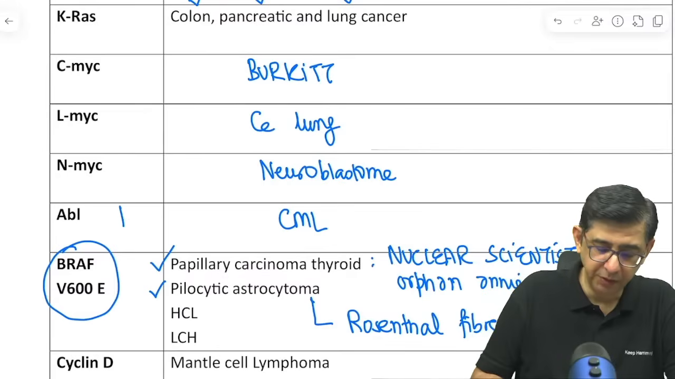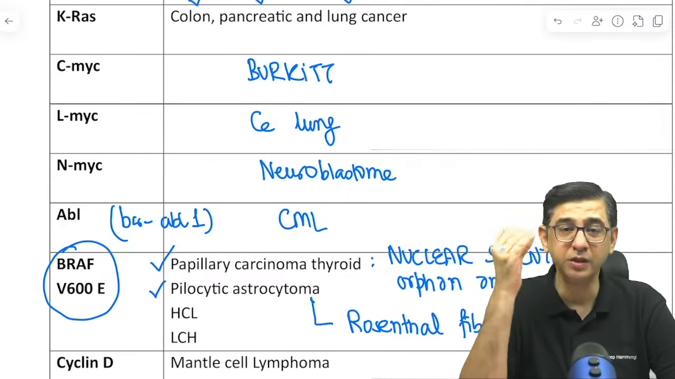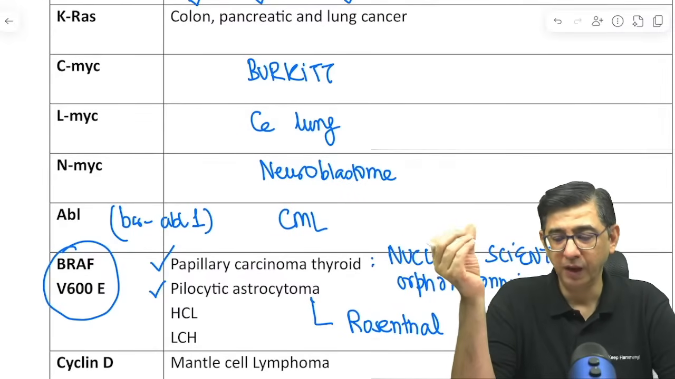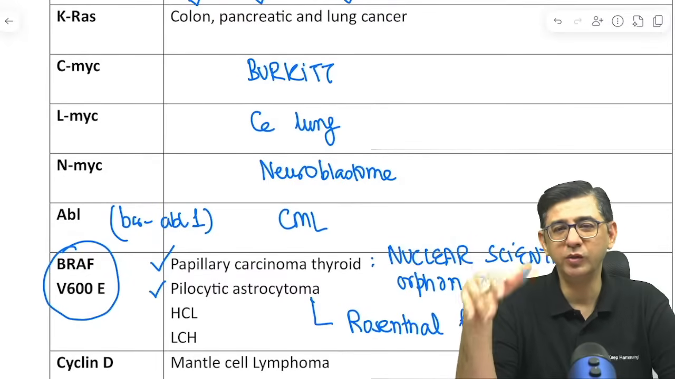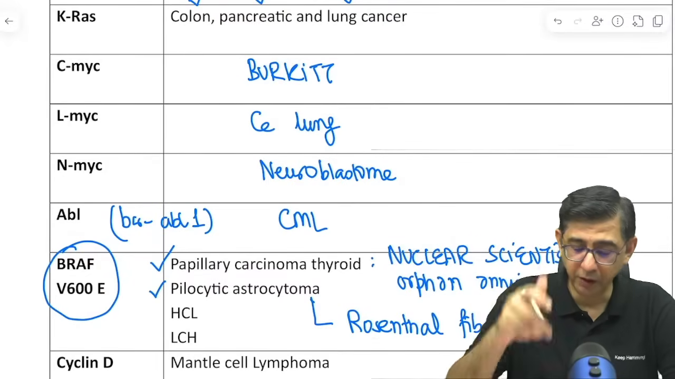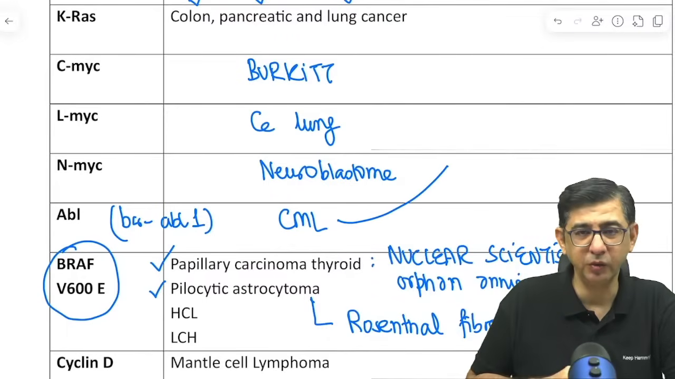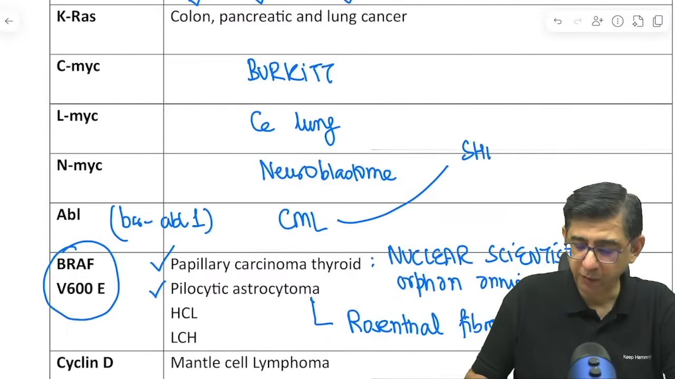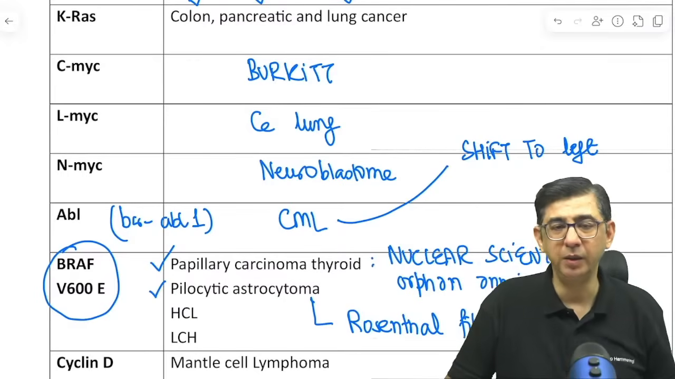The word is BCR-ABL transcript, which is that abnormal transcript that causes the shift to left. So all the cells will start multiplying, myelocyte, metamyelocyte. In a chronic leukemia MCQ, how do you pick it up? All the family of cells are written, myelocyte, metamyelocyte, promyelocyte, every name is written. So shift to left is the best way to identify CML in any question.